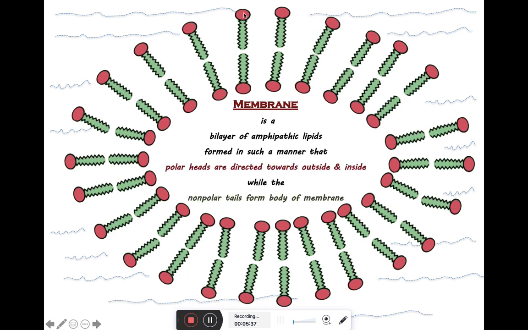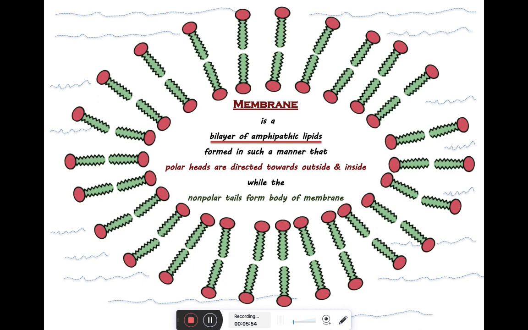The polar heads are directed towards the outer side, and it is like a sandwich, a bilayer. So the polar heads are towards the outer side and towards the inner side, and the non-polar tails form the body of the membrane. So this is the basic structure of the membrane.